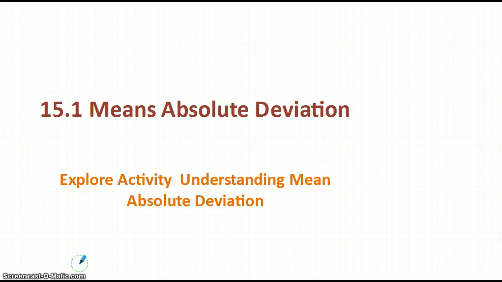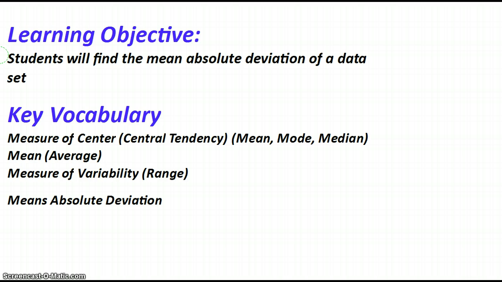So we are coming to the end of Unit 6, Statistics and Samples, but we want to talk about mean absolute deviation. Now I'm sure this is a term that most of us have not dealt with before, but it's going to be pretty simple, I think, to get us through it. Your objective is to find the mean absolute deviation of a data set.